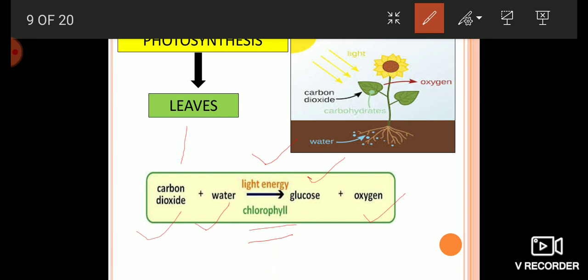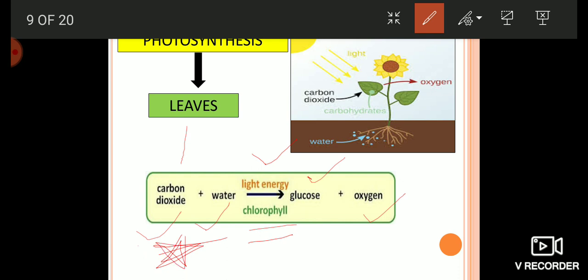So again, you have to remember this equation. First, leaves absorb carbon dioxide from the air, then water and minerals from the soil, and in the presence of sunlight, with the help of chlorophyll which is present in the leaves, the leaves produce carbohydrate or glucose and release oxygen. So this is the process of photosynthesis. You have to remember this equation also. This is a very important equation.